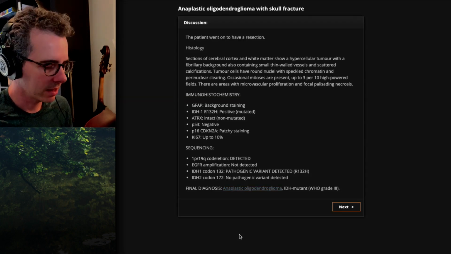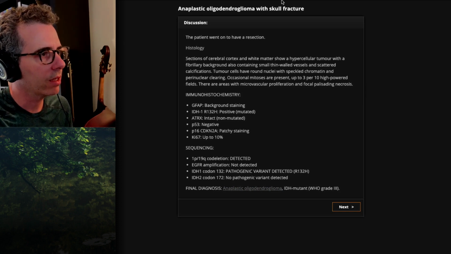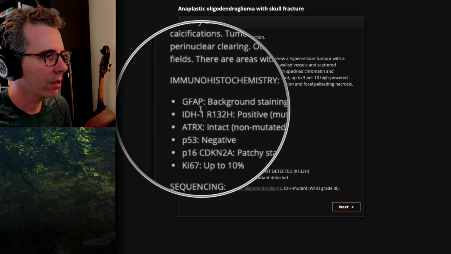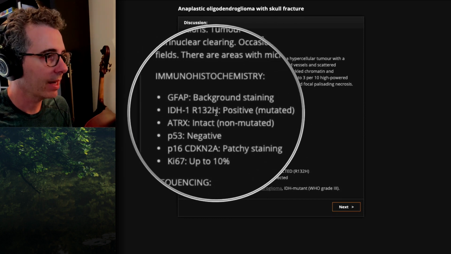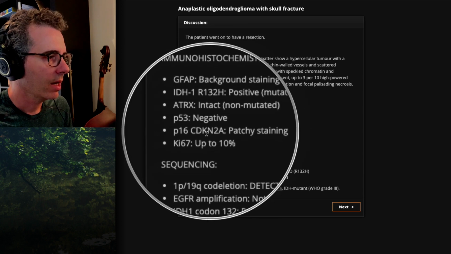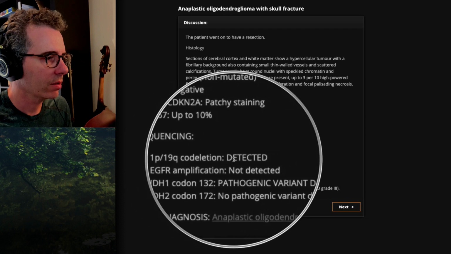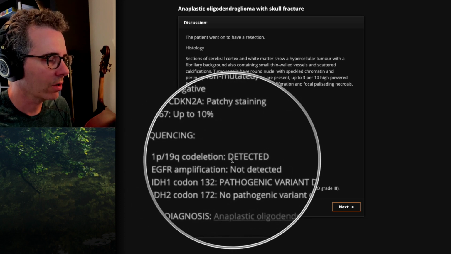So if you have a look, this was an anaplastic oligo. I think it's worth mentioning that if you are an oligodendroglioma, in this case we've got IDH R132H positive. If you've done it on immunohistochemistry, you can stop there. And then they did sequencing, deletion was detected, so it's an oligo.